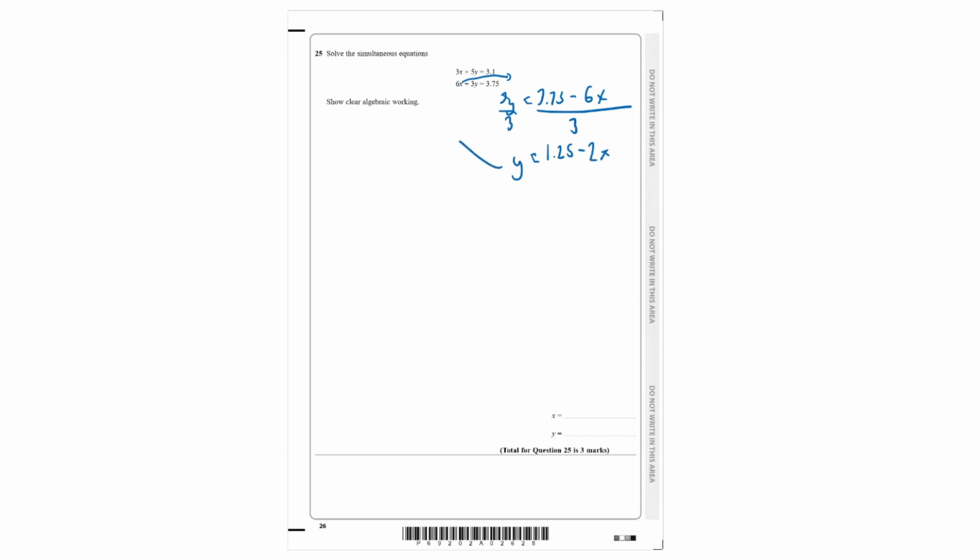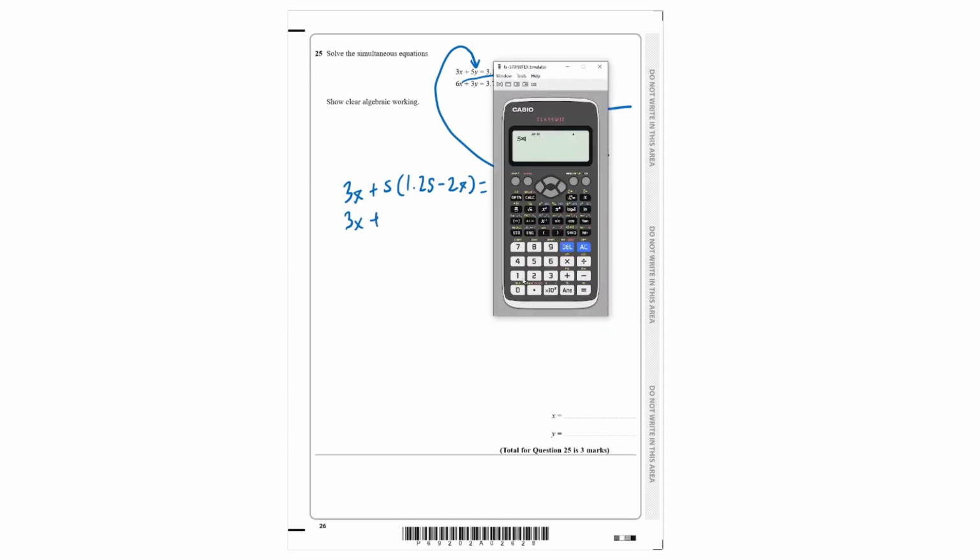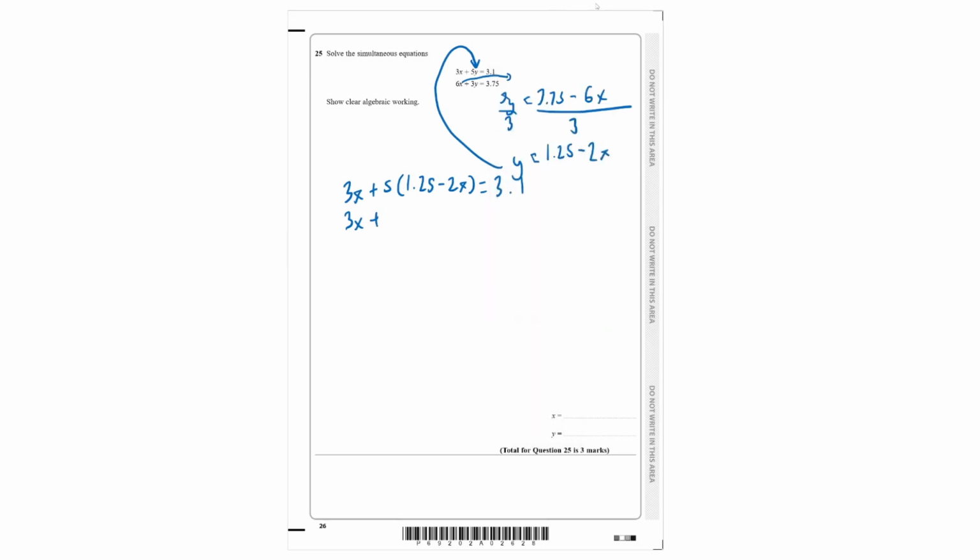Now that we have y, we can substitute it into this equation to find what x is. So we have 3x plus 5 times y, which we found to be 1.25 minus 2x, is equal to 3.1. Then we have 3x plus 5 times 1.25, which gives us 6.25.